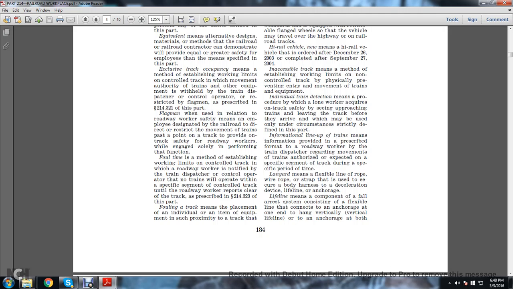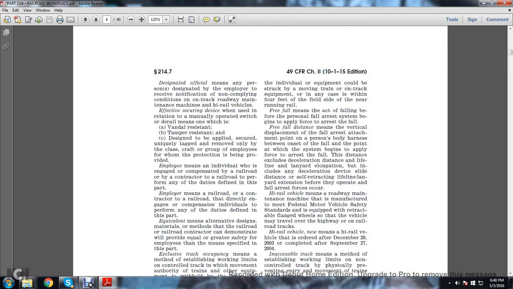Fouling a track means the placement of an individual or item of equipment in such proximity to the track that the individual or equipment could be struck by a moving train or on-track equipment, in any case within four feet of the field side of the near running rail.